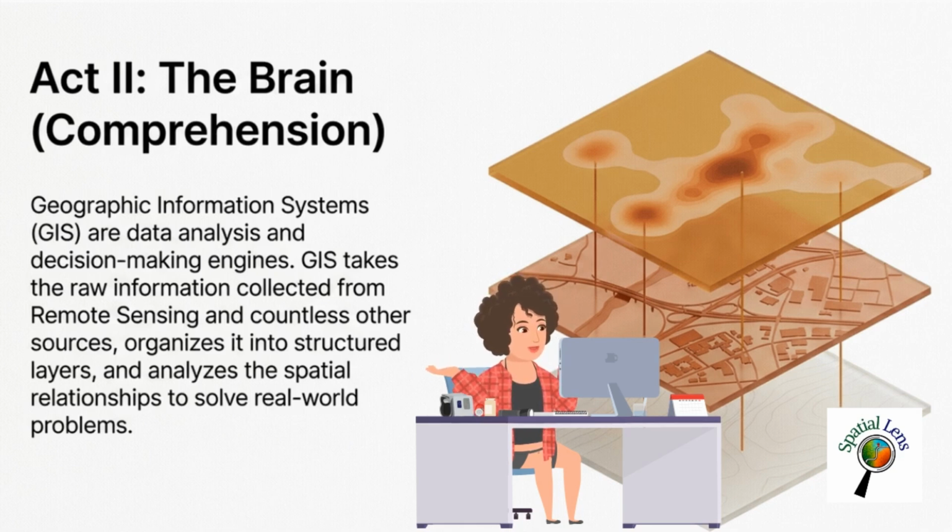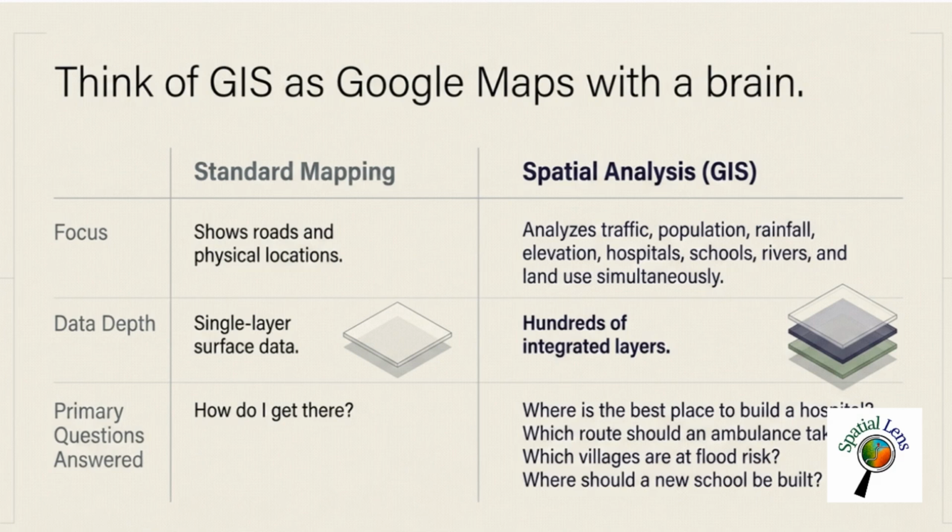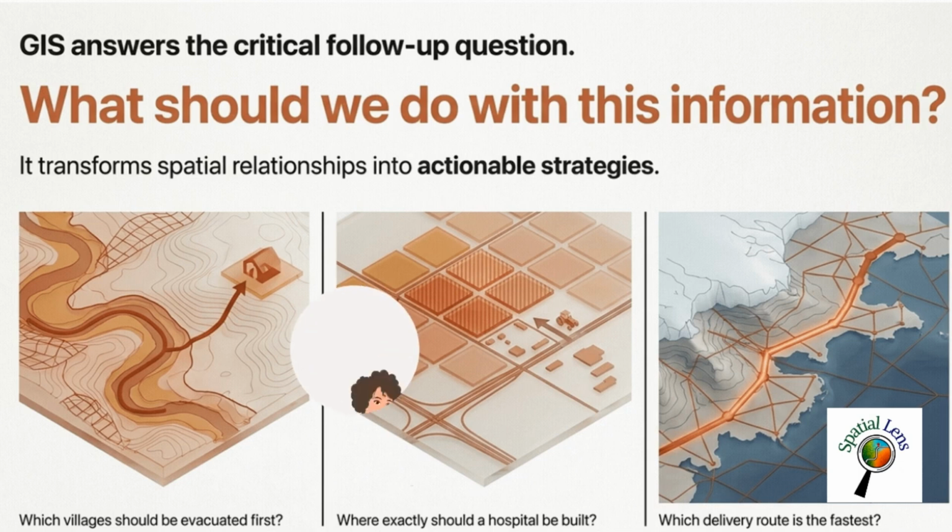Think of GIS as Google Maps with a brain. Google Maps mainly shows roads. GIS not only shows roads but can also analyze traffic, population, rainfall, elevation, hospitals, schools, rivers, land use, and hundreds of other layers at the same time. It asks questions like, where is the best place to build a hospital? Which route should an ambulance take? Which villages are at flood risk? Where should a new school be built?